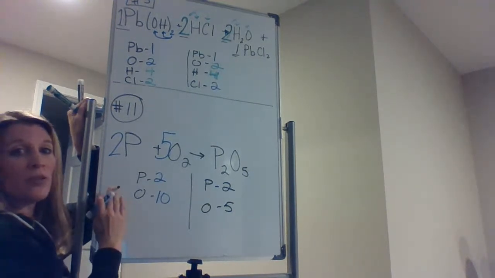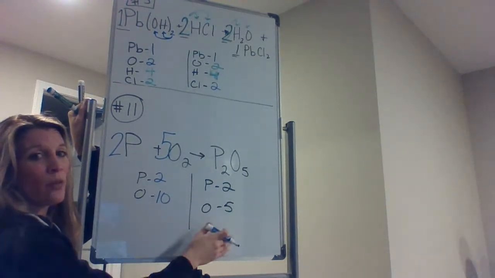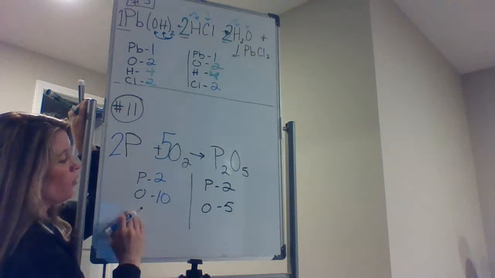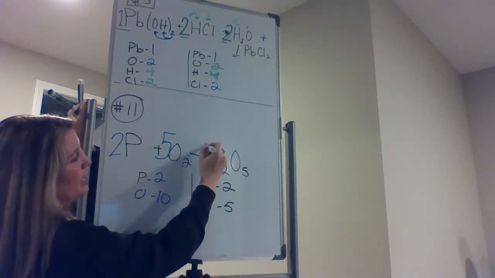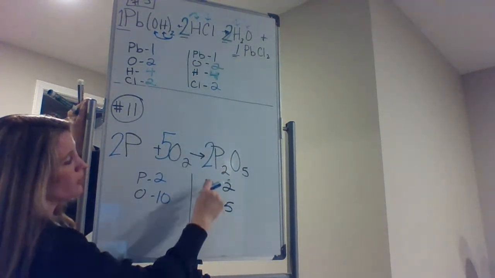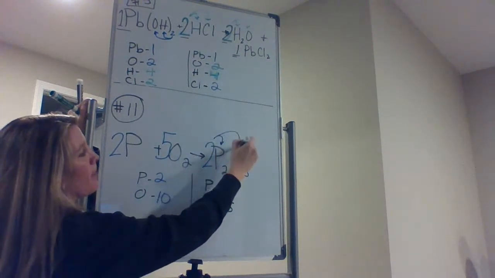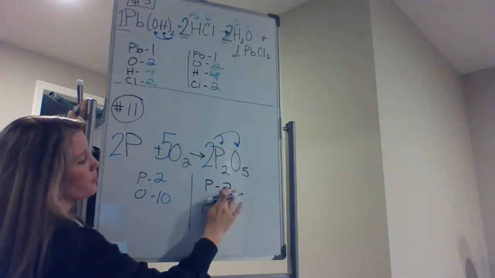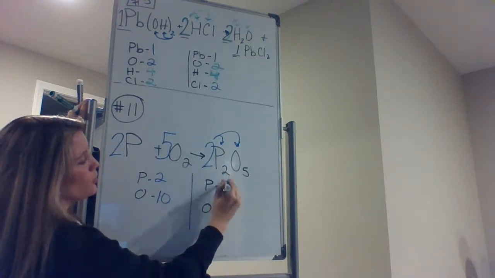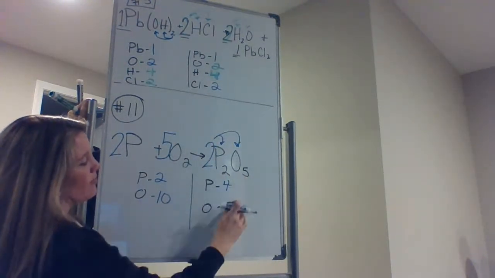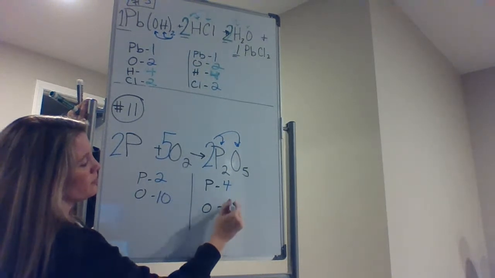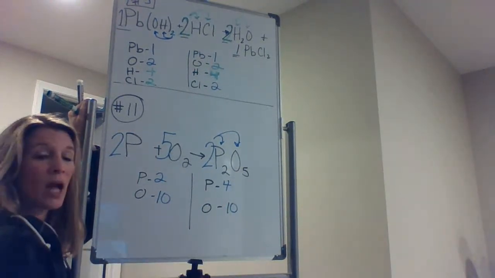Now I'm going to go to the other side because I have 10 O's on this side and only 5 over here. What times 5 gives me 10 is 2. But I have to multiply it by my P and by my O. I have to distribute it to both. 2 times 2 gives me 4 P's. 2 times 5 gives me 10 O's. Oh, I still am not done.